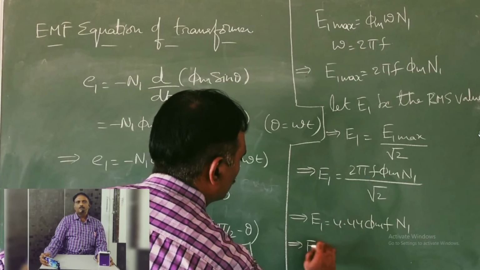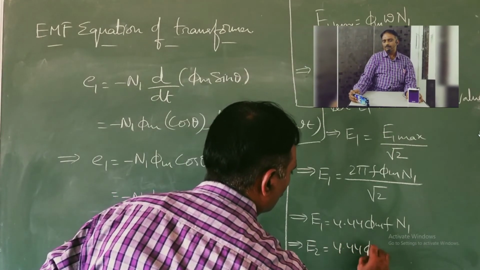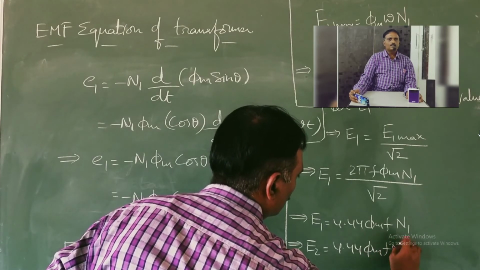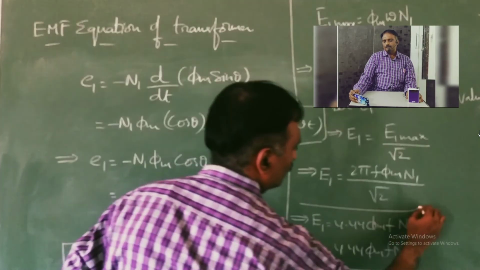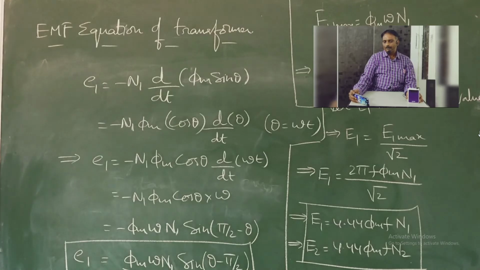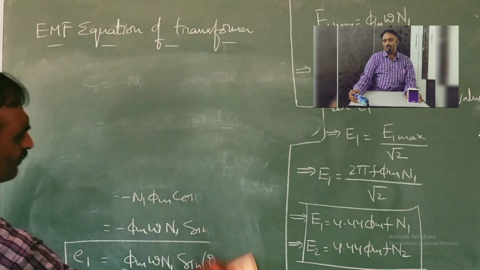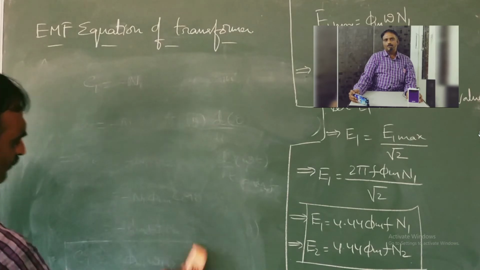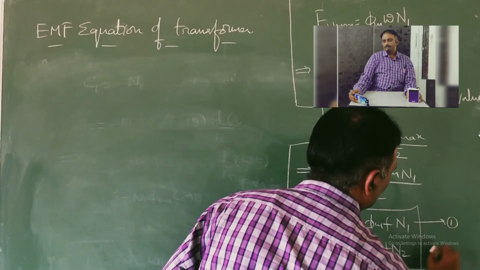Considering E2 as the EMF induced on the secondary side, we get 4.44 phi m f n2, because the same flux is going to link with both primary and secondary. Hence we arrive at the same equation for the secondary induced EMF also. These two equations are very important for us, from which we are going to derive some other things. Let us consider these two equations again: this as equation number 1, and this as equation number 2.